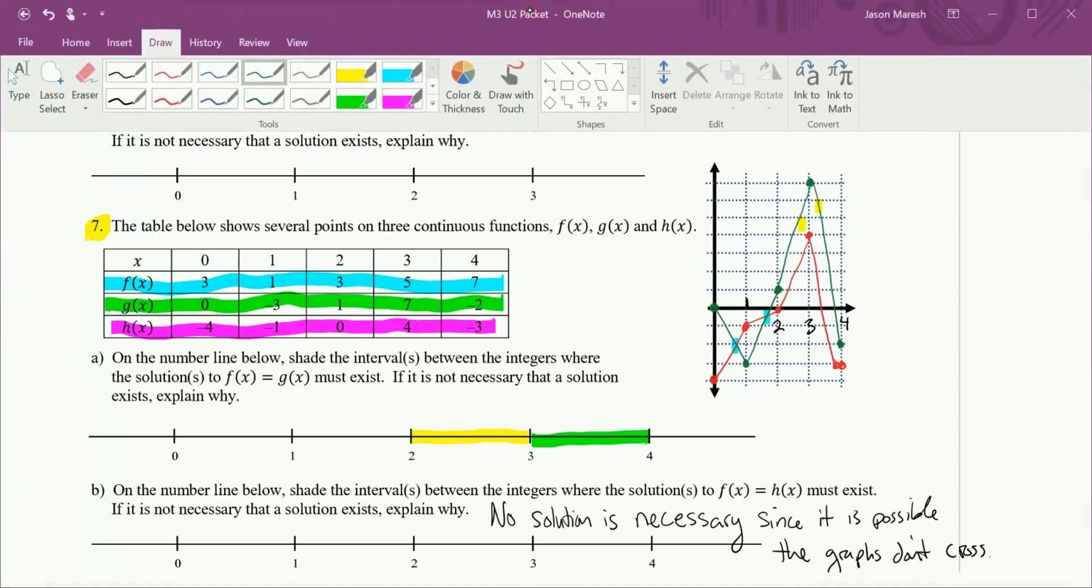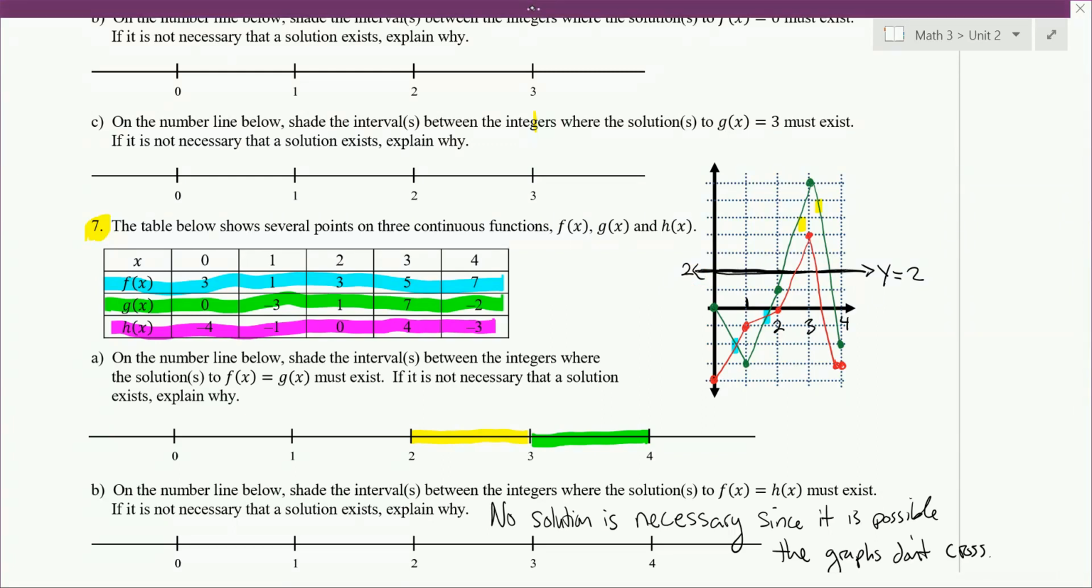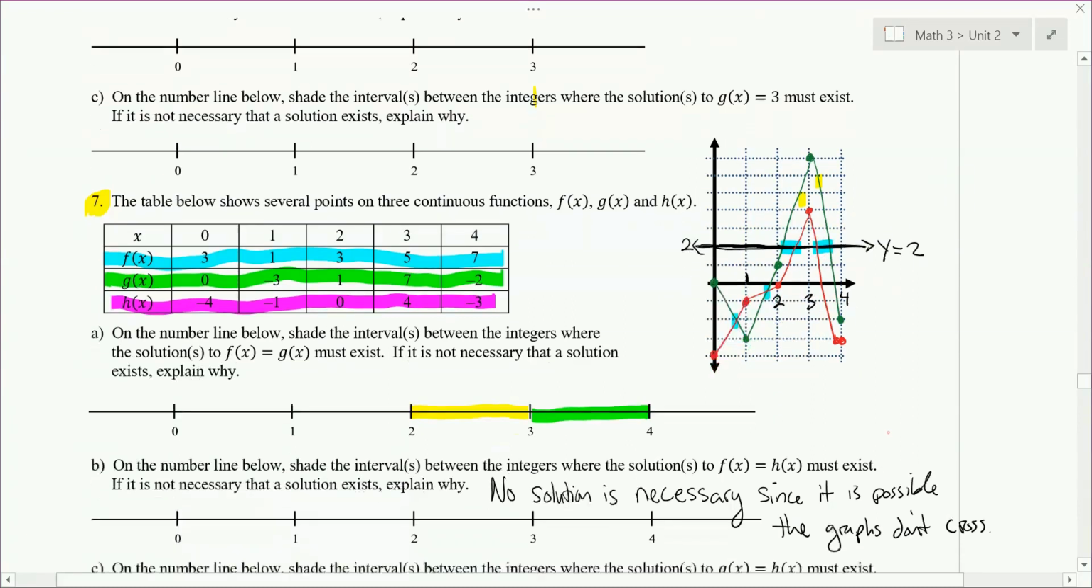And we're talking about the value 2, so what I'm going to do, here's 2 on the y-axis, I'm going to draw the equation y equals 2. And we're looking for where both the green and red, so between 2 and 3, notice that both green and red reach that height. And also between 3 and 4, notice green and red also reach that height. So 2 and 3 and 3 and 4.